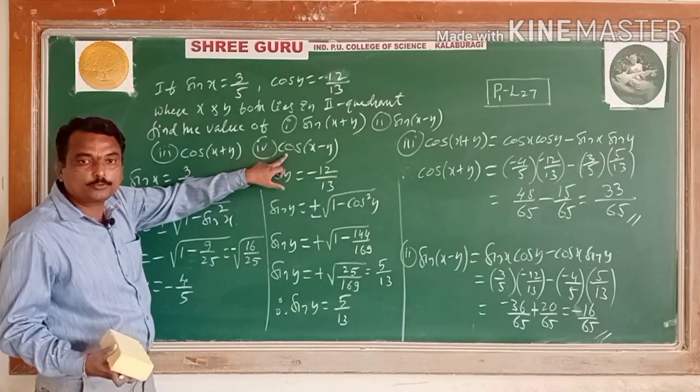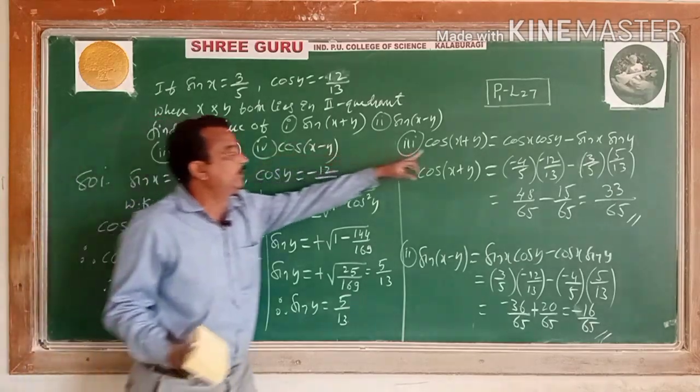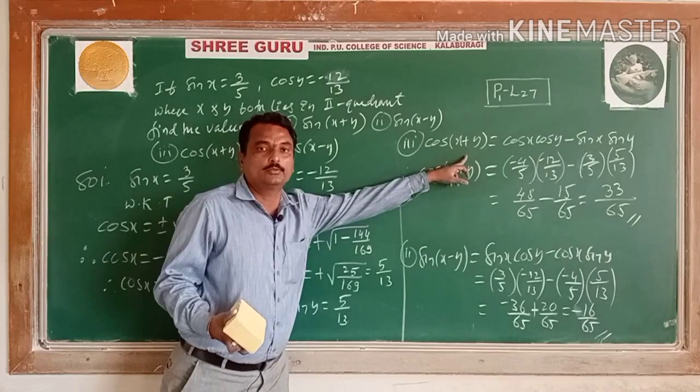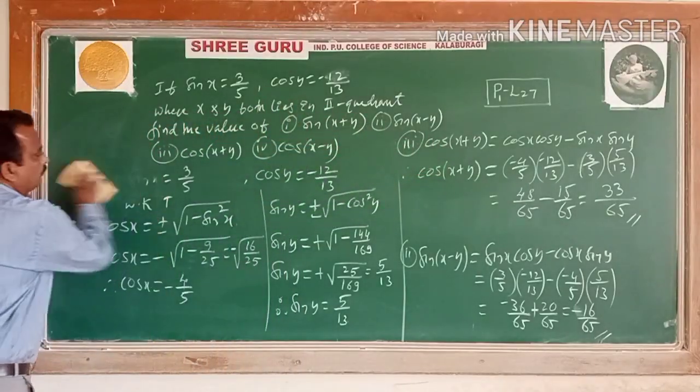I am not calculating the fourth one. Make it yourself, students. This fourth one you may calculate yourself. You go through this one. Same type it is. Such types also he may ask the questions.